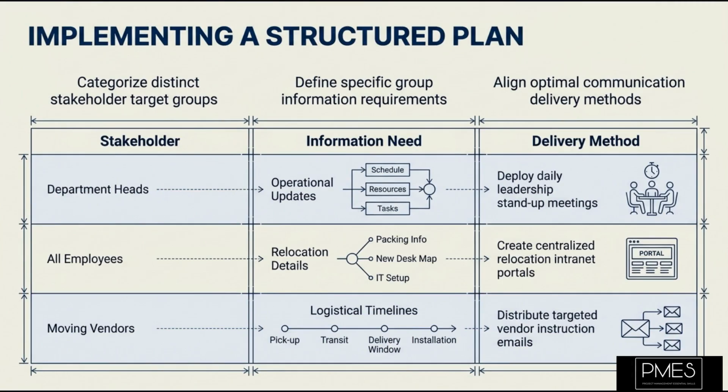Sarah immediately identified key stakeholder groups, including employees, department heads, the information technology team, the facilities team, and moving vendors. For each group, she defined their specific information needs. For example, employees required a clear move schedule and packing guidelines, while the information technology team needed details on network infrastructure and server relocation. She then determined the most effective communication methods for each group. This meant daily stand-up meetings for department heads, a dedicated relocation intranet page with frequently asked questions for all employees, and direct email for vendors with specific instructions.